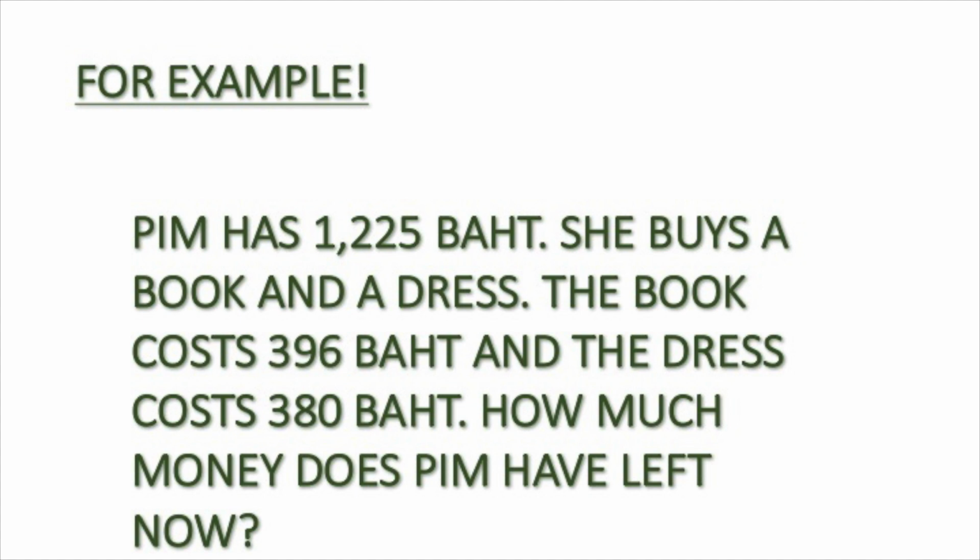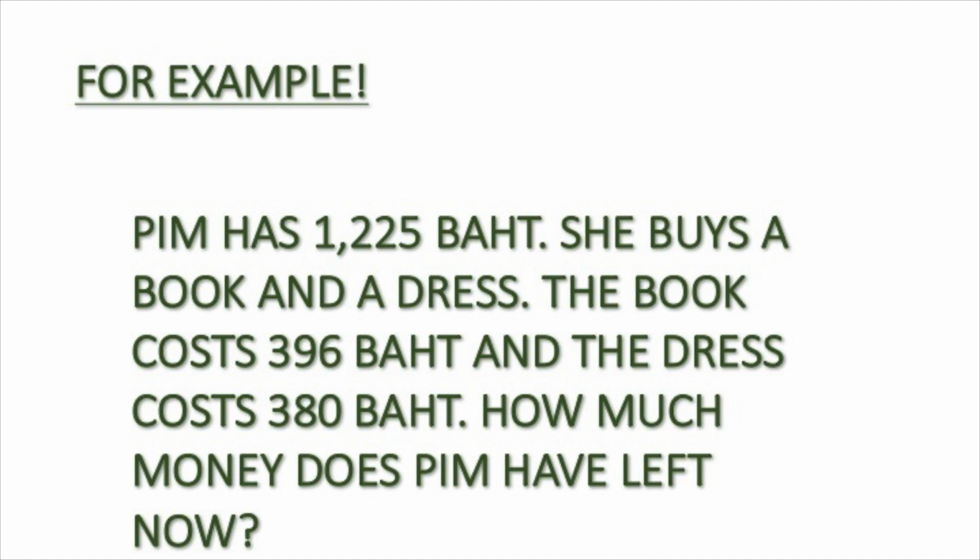She buys a book and a dress. The book costs 396 baht. And the dress costs 380 baht. How much money does Pim have left now?